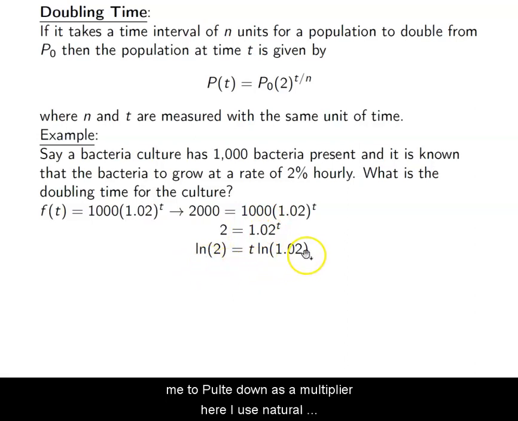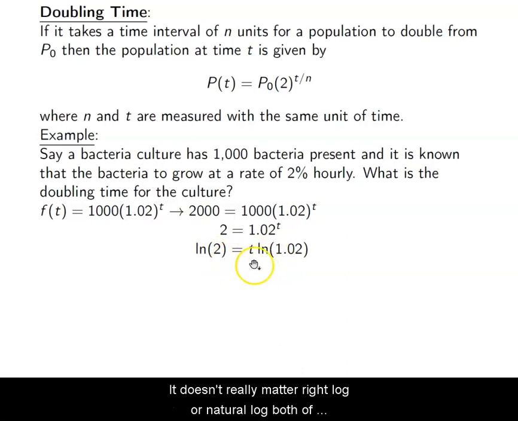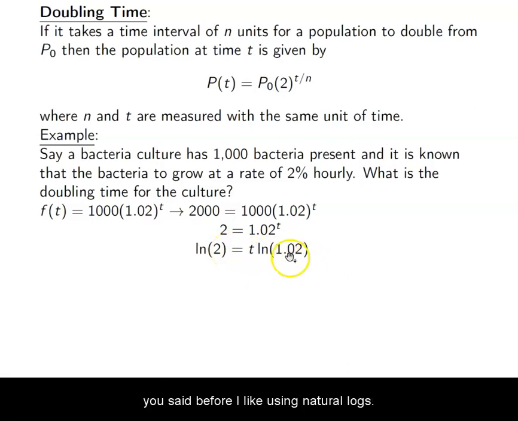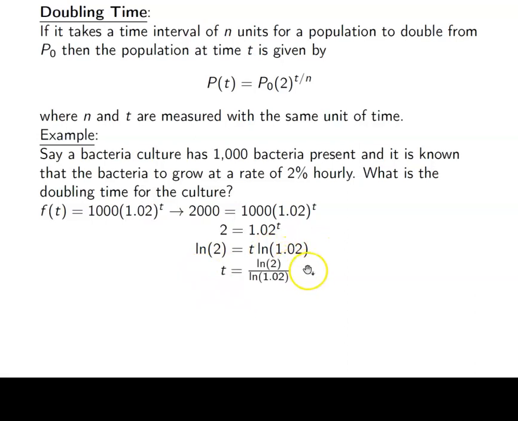Here I use natural log instead of regular log because it doesn't really matter, right? Log or natural log, both of those work. They're both easy to find on a calculator, as we've said before. I like using natural log, so I chose to do it in this example, okay? In order to finish isolating t, I will divide both sides by natural log of 1.02.